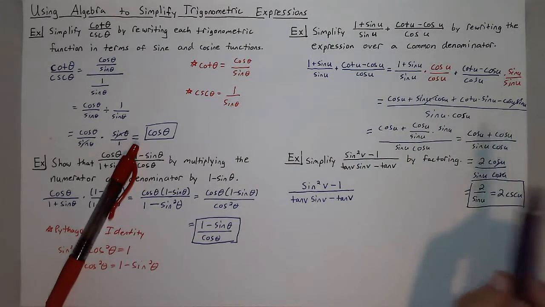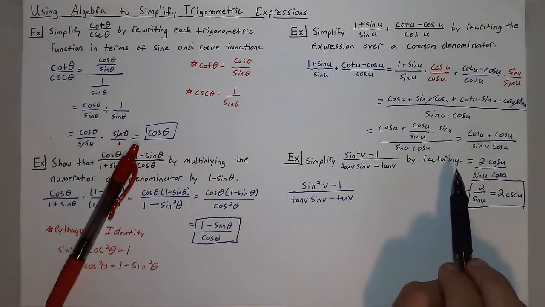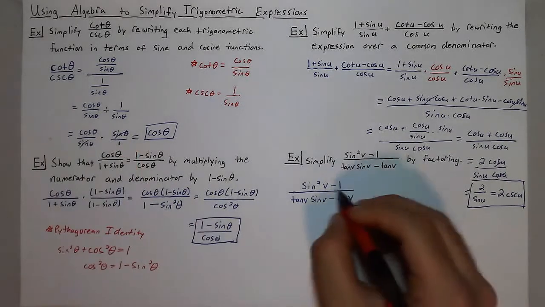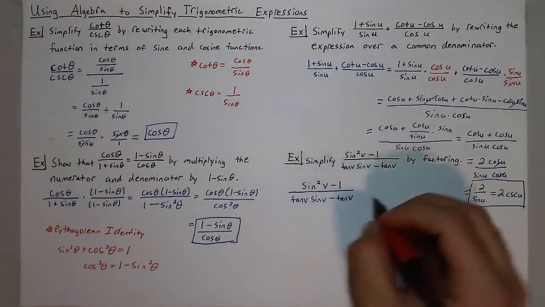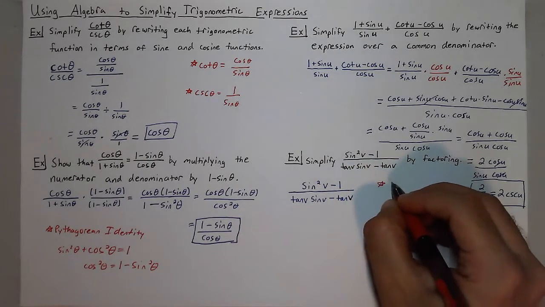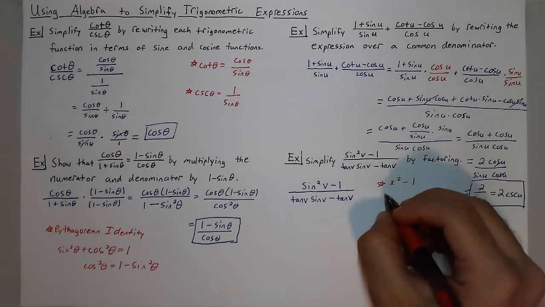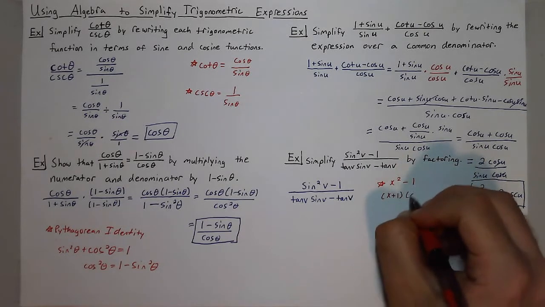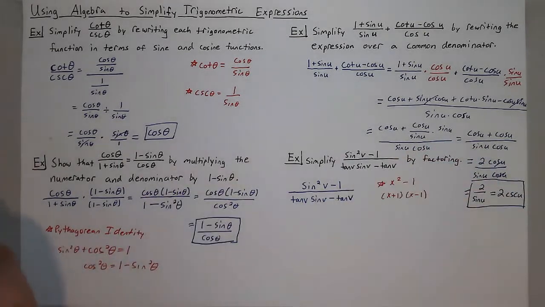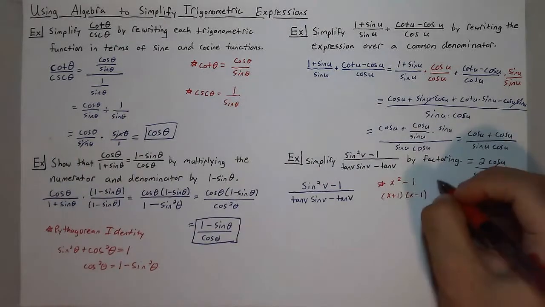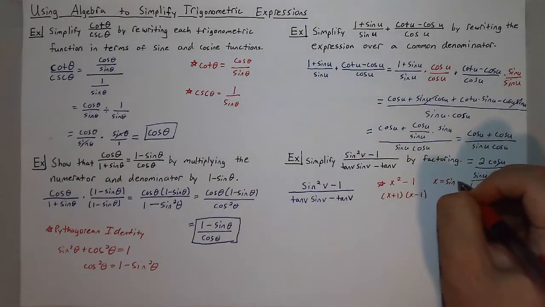Now lastly, we can simplify by factoring. And the way we do this is I see here I have sine squared v minus 1, which could be thought of as x squared minus 1. And I can factor it using difference of squares, which will be x plus 1, x minus 1. And this is where x is equal to sine of v.